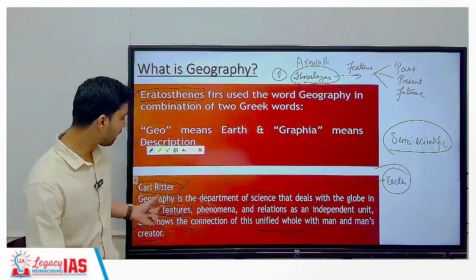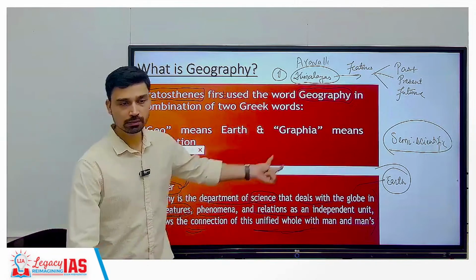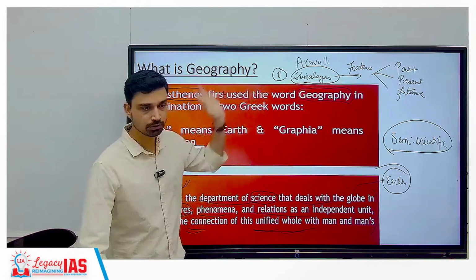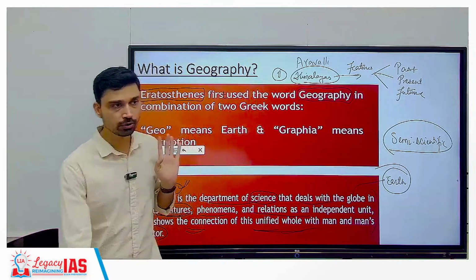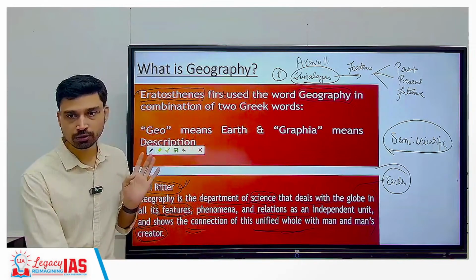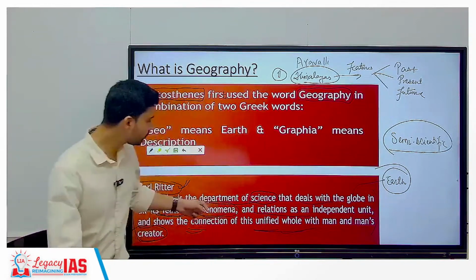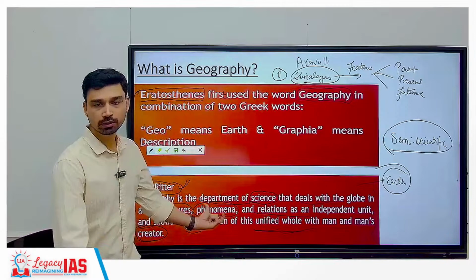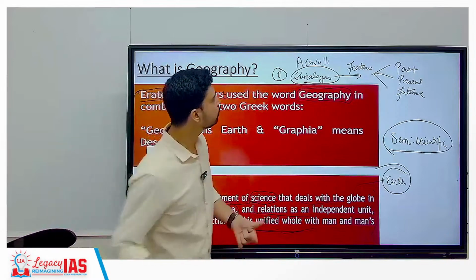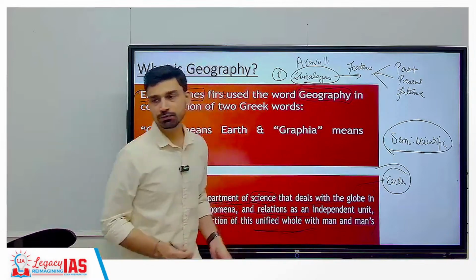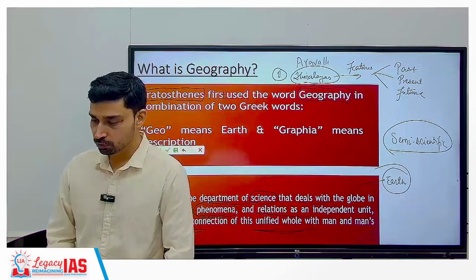So how do these happen? That, as per Carl Ritter, is the subject matter of which discipline? Geography. Okay, that is the first. Understood? Clear or not? Any question up to here? Then the second is what Ritter said, what geography also tried to explain: phenomena. So features first, second is phenomena. What are the examples of phenomena on the earth?